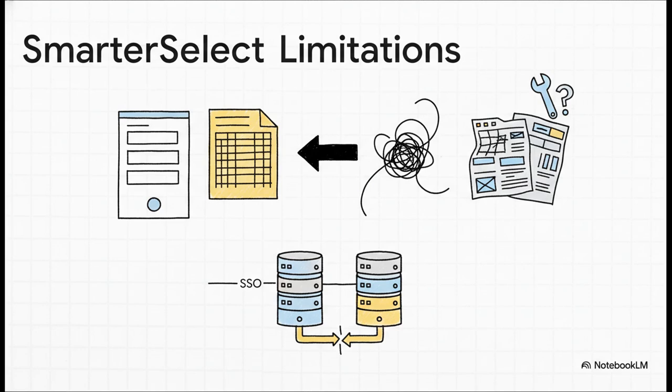So with SmarterSelect, that focus on simplicity means you might hit a ceiling if you have really complex needs. For instance, the out-of-the-box reports are great, but if your board needs a super detailed custom report, you might find yourself exporting to Excel and doing some reformatting. It's that classic trade-off. You gain ease of use, but you might give up some advanced customization.